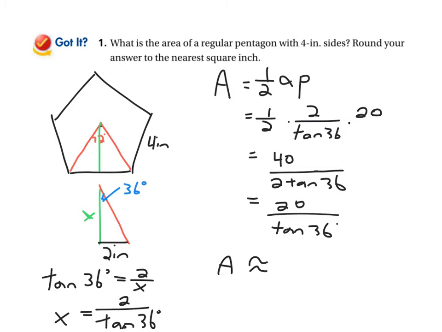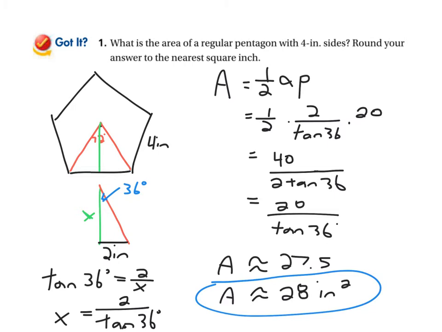So I'm going to type into my calculator 20 divided by tangent of 36, and I get approximately 27.527. That's all I need there because they're rounding it to the nearest square inch. So it's approximately equal to that, and the 5 there in the tenths place rounds up to 28. Nearest square inch, 28 inches squared. That's our answer.